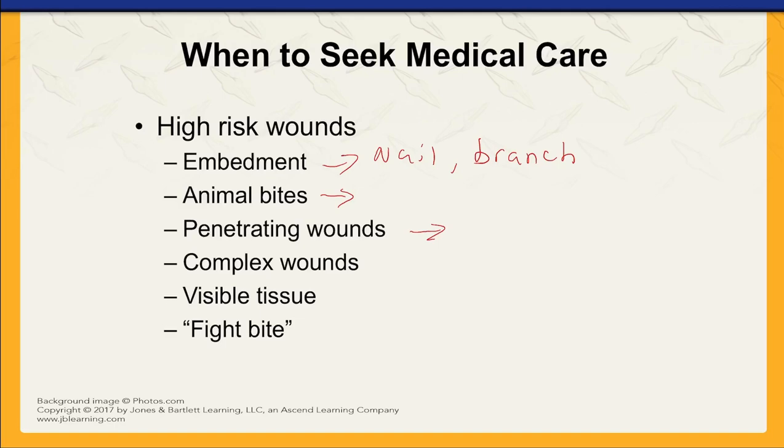So moving on, what else do we have? Penetrating wounds. When something is embedded, it's also penetrating, so these both go together. These will be deep wounds. They tend to be large, and again, it's risky because of the risk of transmission of pathogens.